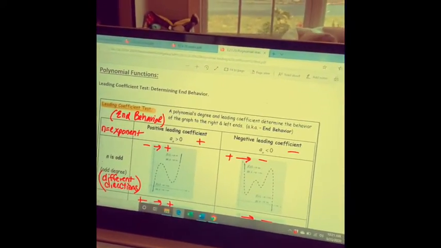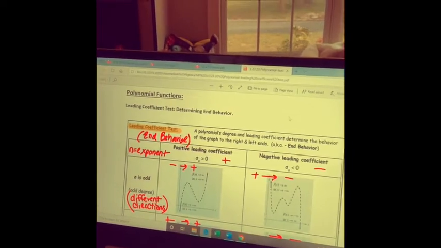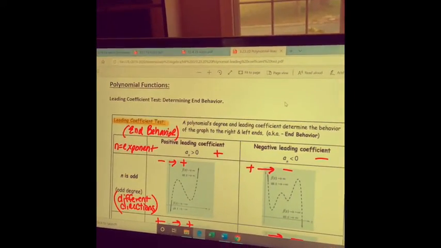So we've got the leading coefficient test here, and basically it helps us to determine the end behavior. You have all this in the notes that I posted as well, so you can look at that. Let's go through the first couple of options. This is basically a chart that goes through all the different rules for you.